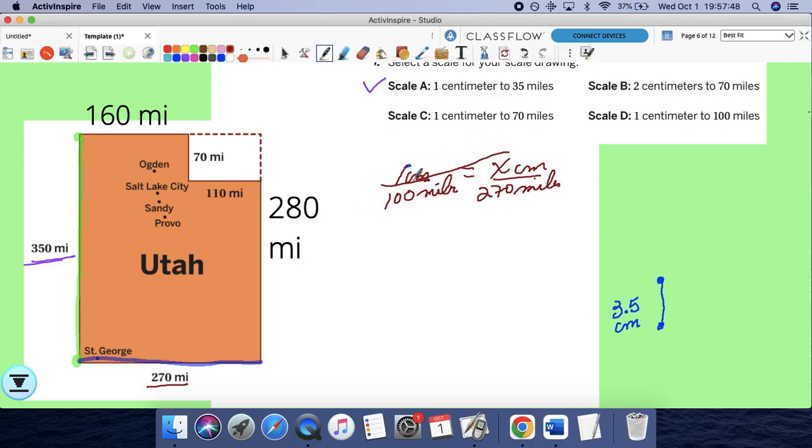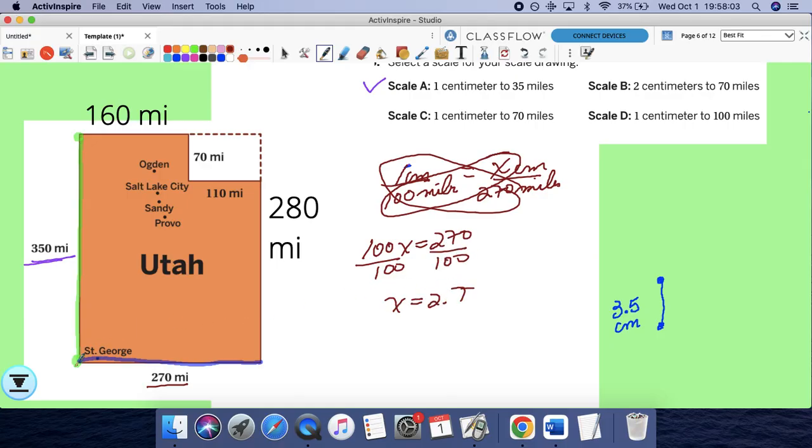X, cross multiply, and I hope you see a pattern here. It's going to be x times 100, which is 100x, and that equals 270. We're going to divide by 100 like we did the previous one, and x equals 2.7. So this, the southern part of Utah, which is 270 miles in real life, but in our notebook, when we draw it, we're going to say, hey, this is 2.7 centimeters.